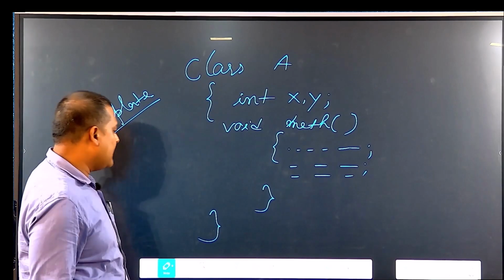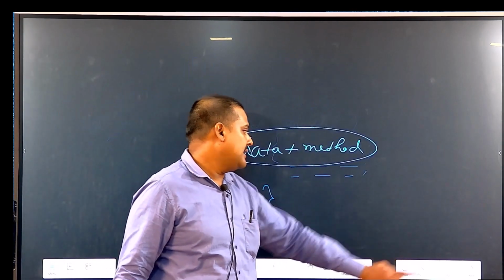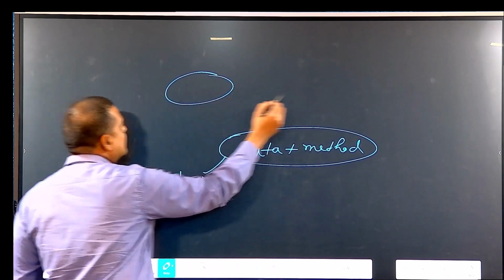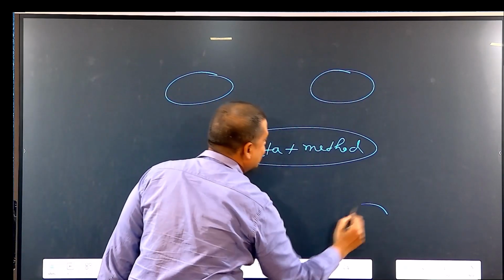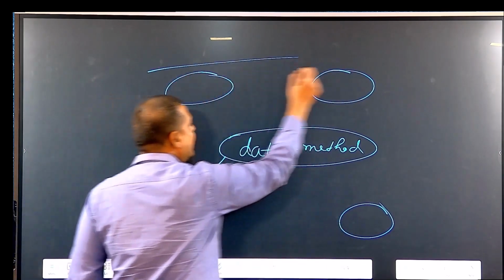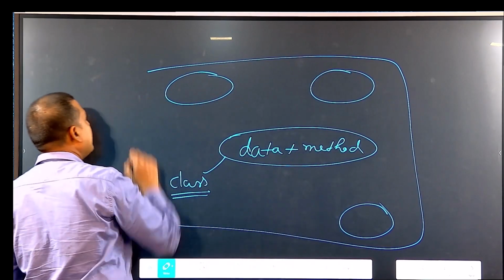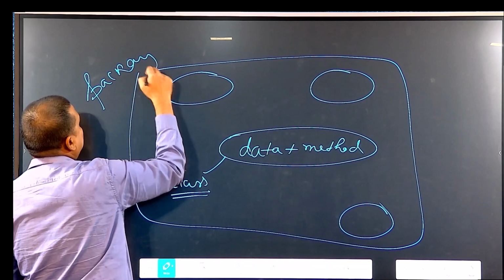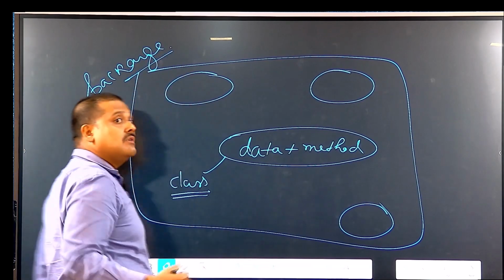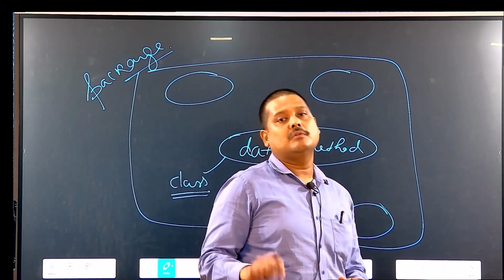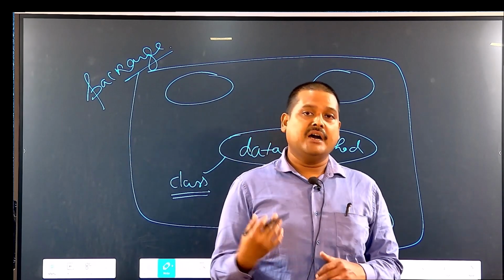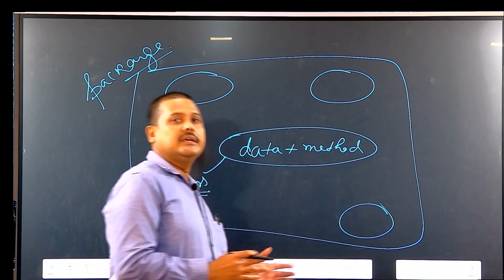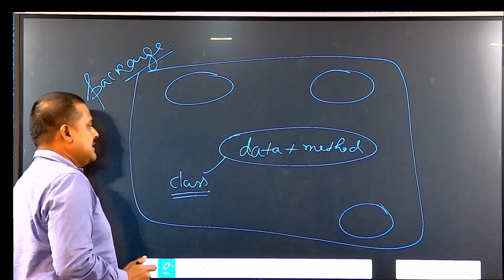So, if there are more than one class, this is a class, again this is a class, again this is a class, so we call it a package. There can be more than one package, a jar, and then more than one jar file. There are different architectures in case of Java.